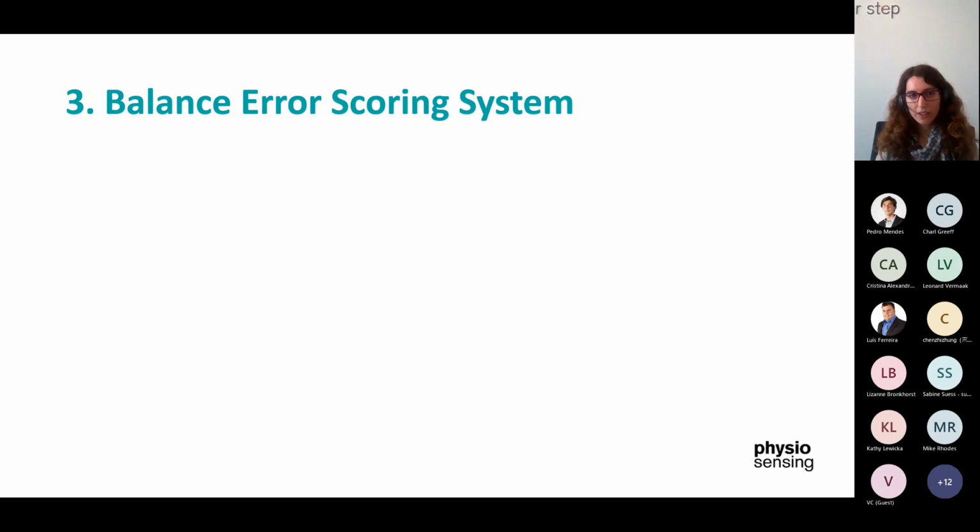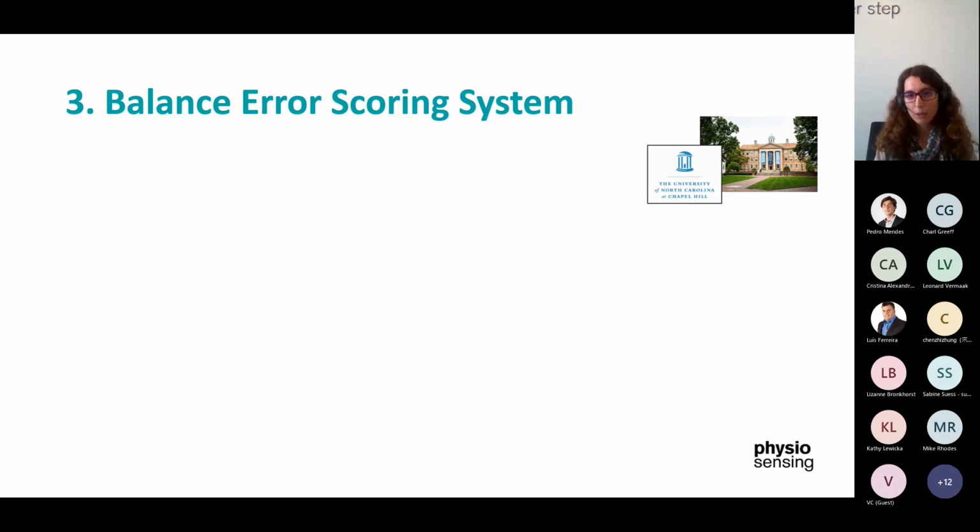The Balance Error Scoring System was developed by researchers and clinicians at the University of North Carolina Sports Medicine Research Laboratory at Chapel Hill, so as to provide a quick and efficient tool for balance assessment that could help health professionals in making return-to-play decisions after mild head injury.